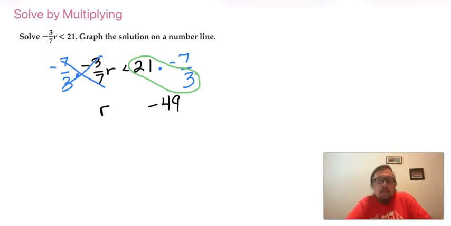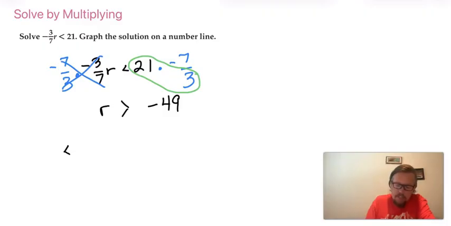We are multiplying both sides of this inequality by a negative, though. Remember, when we multiply both sides of an inequality by a negative, or when we divide by a negative, the inequality symbol has to flip. So we go from less than to greater than. So now r is greater than -49. It's very important when you multiply or divide by a negative to flip the inequality symbol.